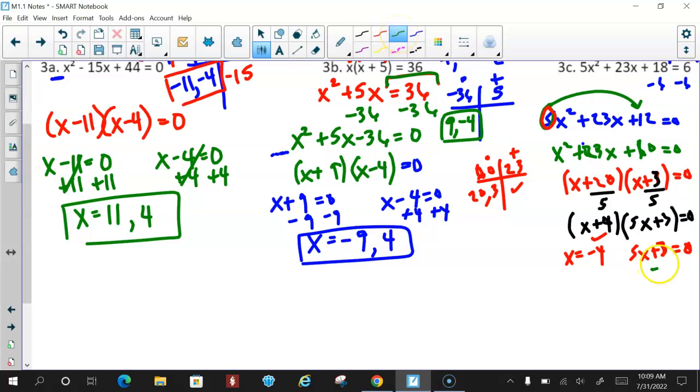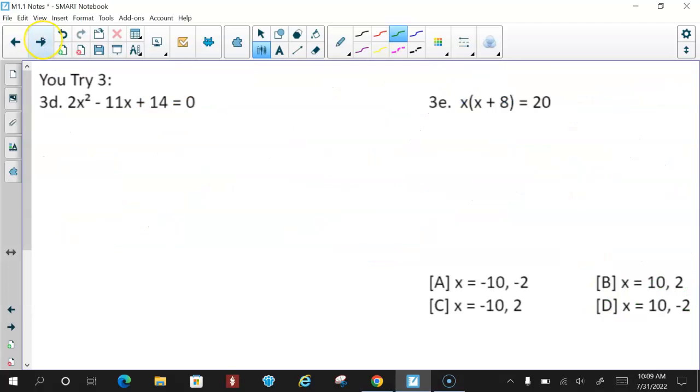Subtract the 3. So I'm going to subtract 3 from both sides. And now I've got 5x is equal to negative 3. Then what would we do last? Divide by 5. So now you've got x is equal to negative 4 and negative 3/5. Okay? So now we've got our two last U tries. So go ahead and pause the video here. Try these two on your own and let's see what you get.